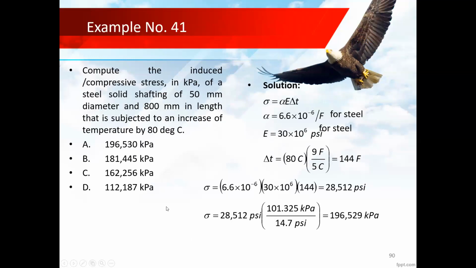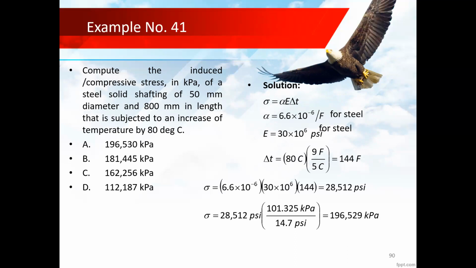So sample number 41. Compute the induced compressive stress in kilopascal of a steel solid shafting of 50 mm diameter and 800 mm in length that is subjected to an increase of temperature by 80 degrees Celsius. So sigma is alpha E delta T. So alpha is 6.6 times 10 exponent -6 per Fahrenheit for steel.